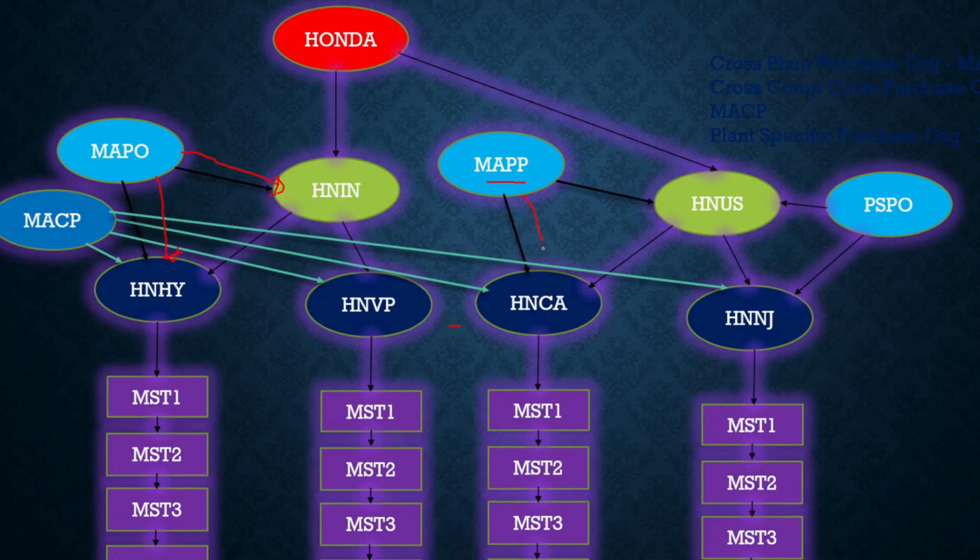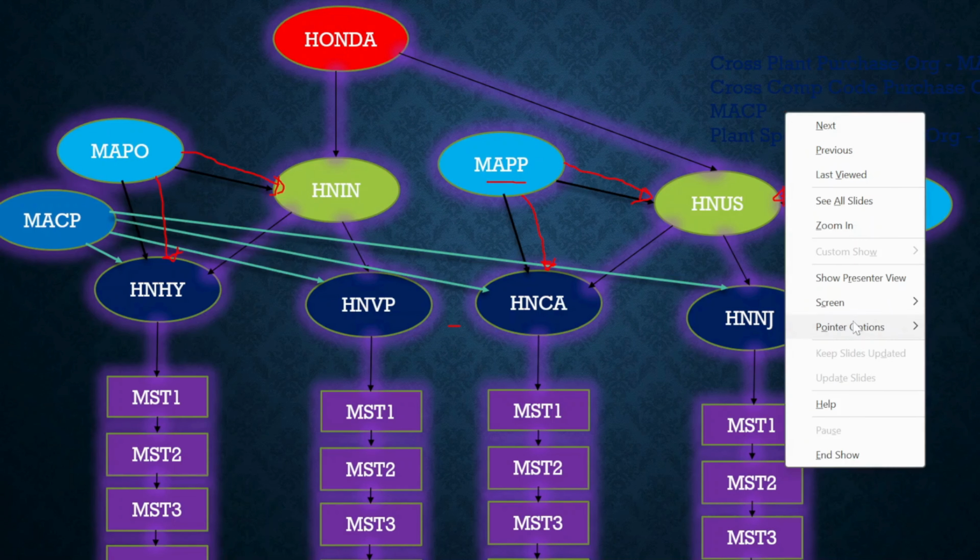MAPP is assigned with this plant only. So is this also plant specific or not? Yes, this is also plant specific. PSPO is also assigned with only one plant at a time and with one company code. So this is also a plant specific purchase organization. MAPO, MAPP and PSPO, all three are plant specific purchase organizations.